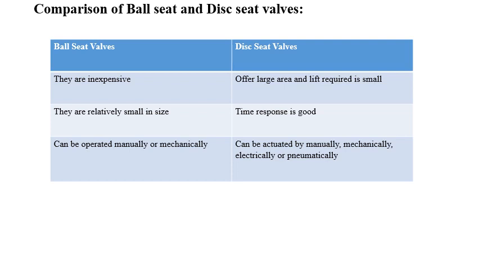Then if you come to the disc, they offer a larger area, right? The lift required is small, the area will be more, and the actuation you require is very little, so that more opening can be created. The time response is good, because the opening will be larger due to the large area. Even a small opening will give a large airflow, so the response time will be good. They can be actuated mechanically, manually, electrically, or pneumatically also.